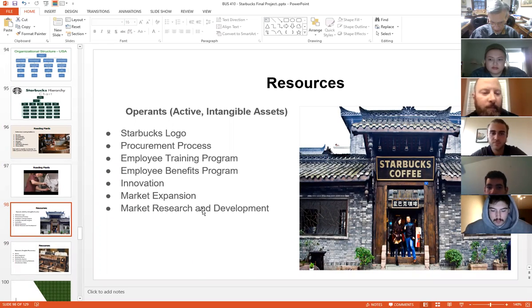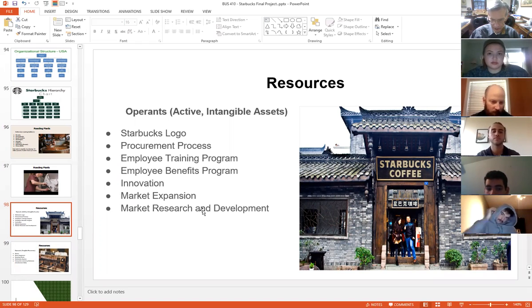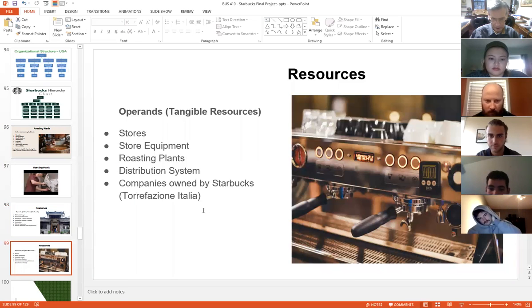Resources. So we have the operant resources, which are active and intangible assets. We have the Starbucks logo, the procurement process, employee training program, employee benefits program, innovation, market expansion into different countries, and market research and development. Now we have the operand resources, which are tangible resources of Starbucks: the stores, the store equipment, the roasting plants, the distribution system itself, and companies owned by Starbucks, such as Torrefazione Italia.